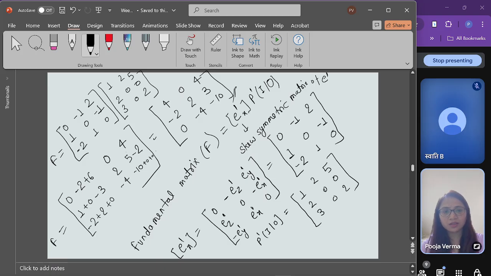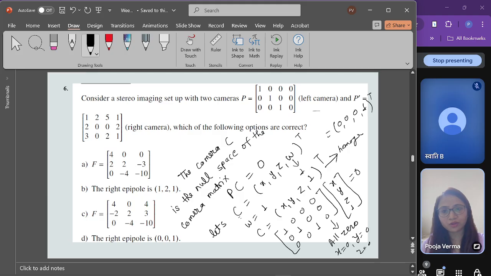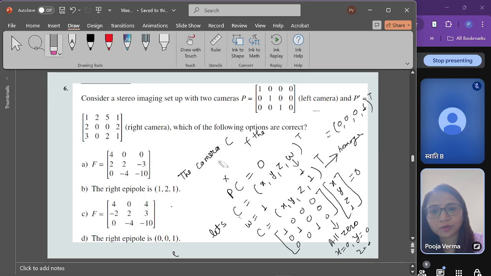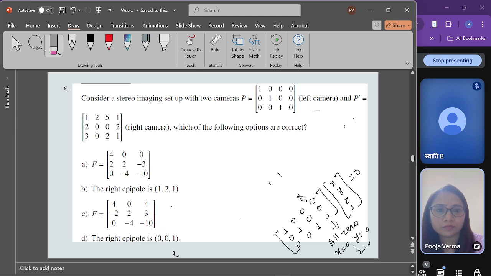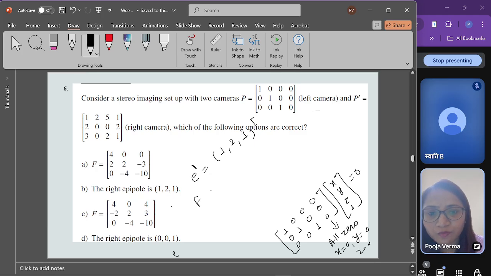Okay, so let me just note it down here. What we have got is E dash, 1, 2, 1 transpose, and the fundamental matrix that we have got is 4, 0, 4, right? Minus 2, 2, 3, 0, minus 4, and minus 10.